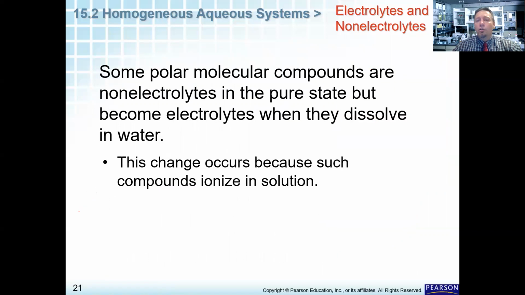So some polar molecular compounds are non-electrolytes in the pure state, but become electrolytes when they dissolve in water. This change occurs because such compounds ionize in solution. So how is that? By solvation. We just talked about that. The water surrounds them and pulls them apart.